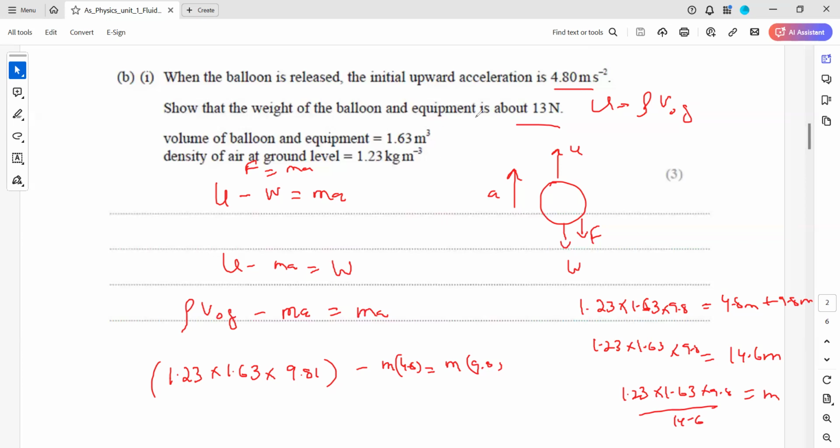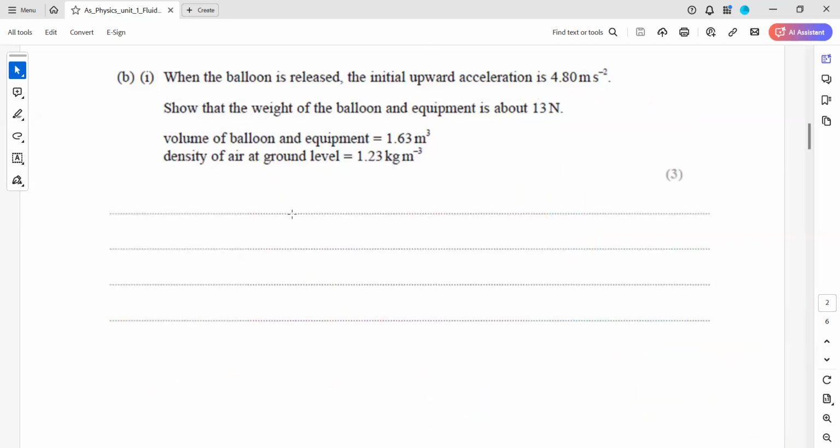But the acceleration is given as 4.8. So this is m into 4.8, and then the gravity is 9.8. So when we divide them, we'll get the mass. And from the mass, we can work out the weight. Weight is mass into gravity. So m will be 1.346 kg. And then multiplied by gravity, you will get the weight of this equipment and the balloon.